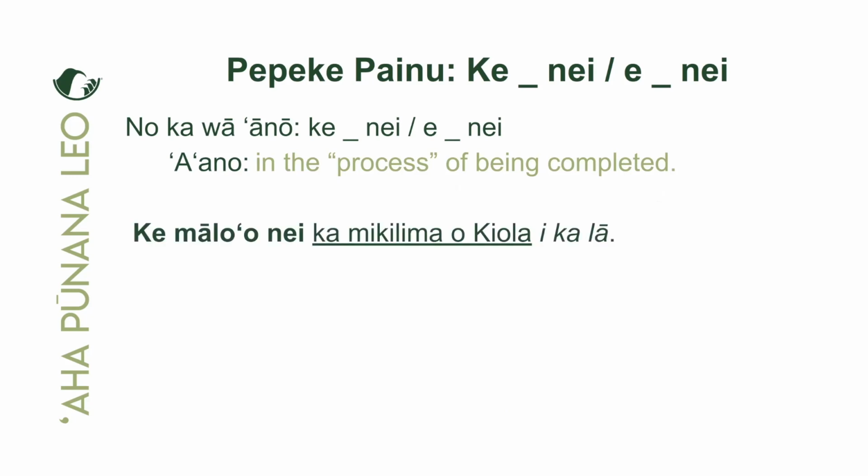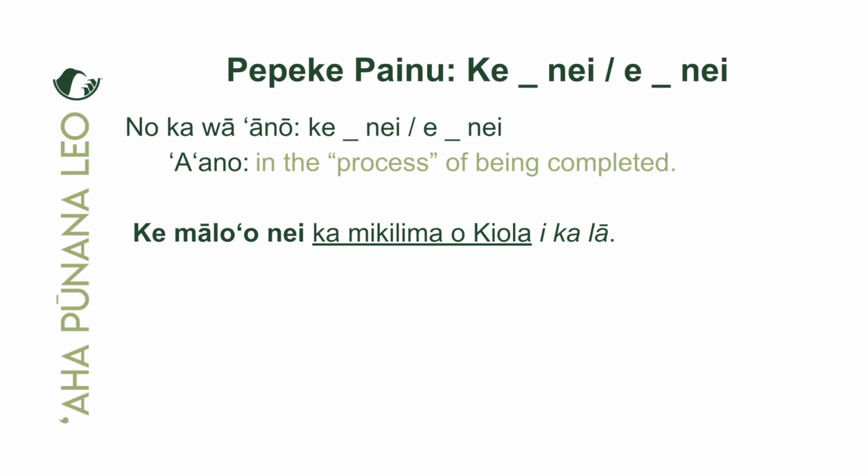Ke malo o nei ka mikilima o kiola I ka lā. Ka mikilima is the piko of the sentence. It is the mikilima of kiola. Yeah. O kiola, belonging to kiola. Mikilima is a new word as well. And then we have the reason or the cause, and it's the sun, right? The sun. So let's take a look at the translation and try and make sense of this.